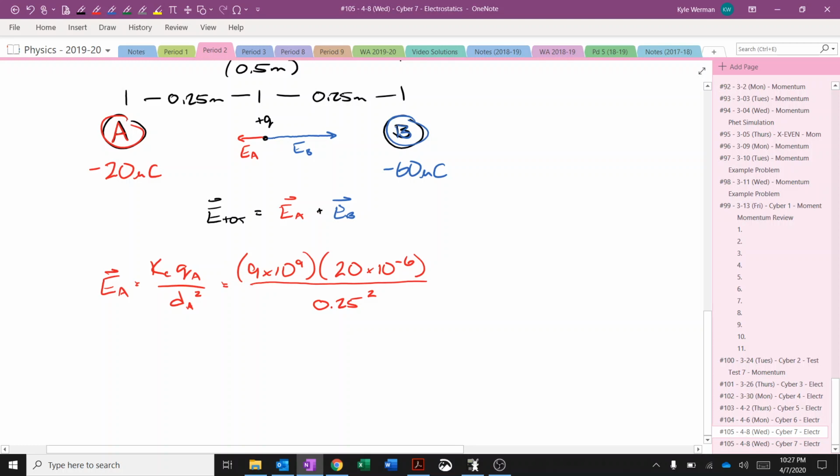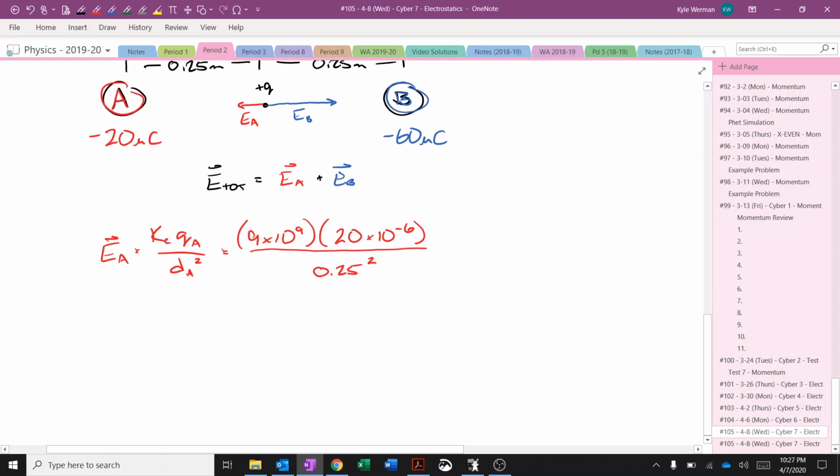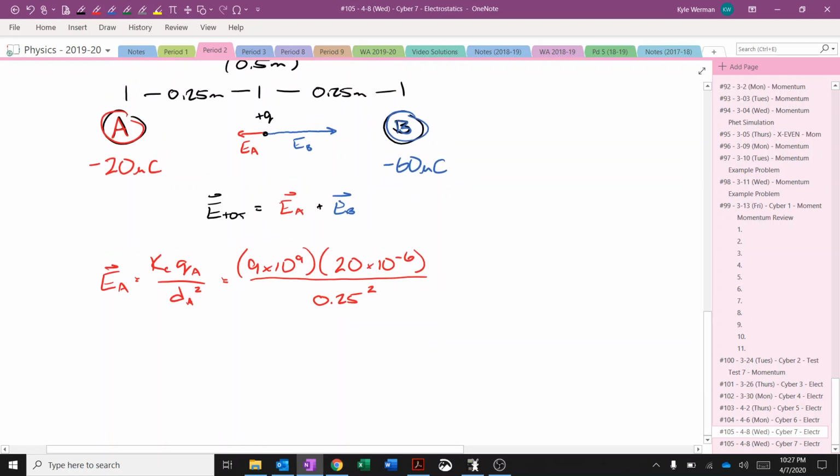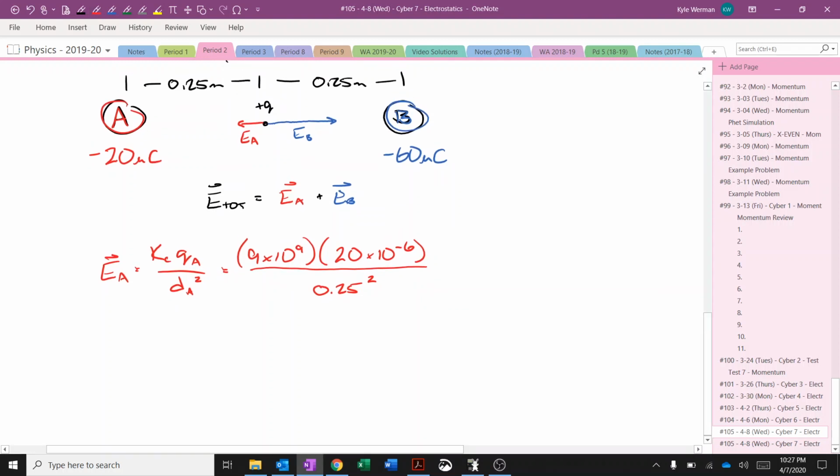Notice I left out the negative sign. Most people, if they saw this number negative 20, want to plug it in as negative. Negative doesn't quite mean what you think it means anymore. It doesn't mean left or right or anything like that. It just means typically it will be an attractive force. But let's leave the sign out of our calculation, and we'll put in the sign later when we interpret what it means.